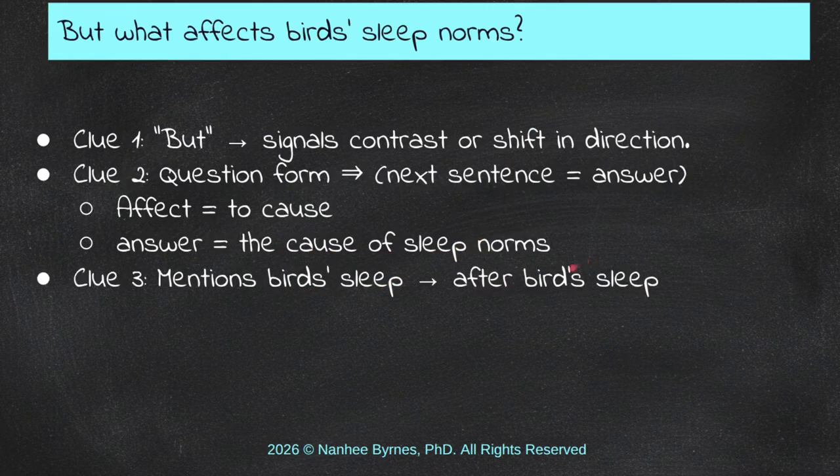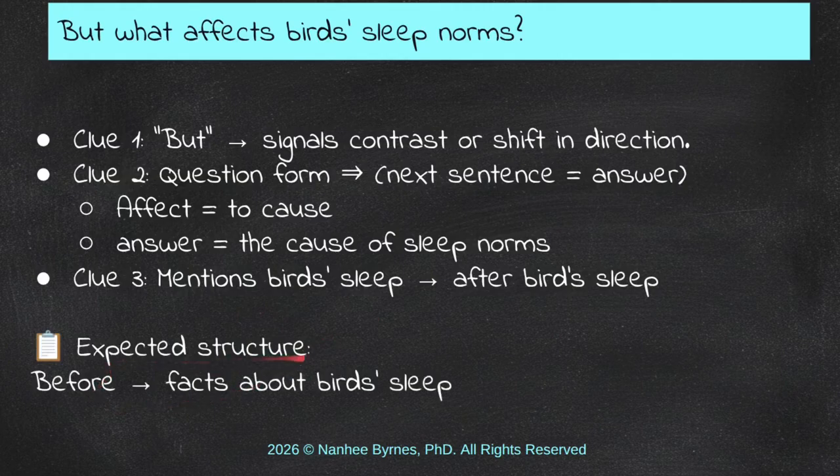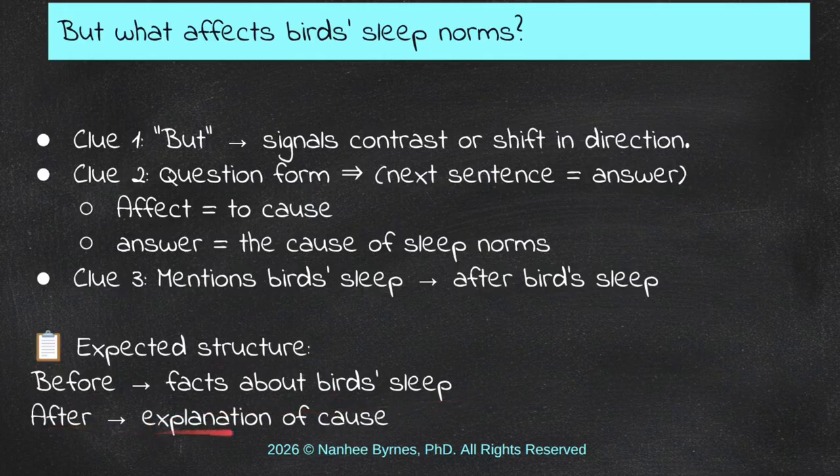Third, the sentence specifically mentions birds' sleep norms, so it must come after the passage has already discussed birds' sleep patterns. Before the target sentence, there should be facts or descriptions related to birds' sleep patterns. So overall, here's what we're looking for. Before the target sentence, facts about bird sleep. After the target sentence, an explanation of what causes those sleep patterns.